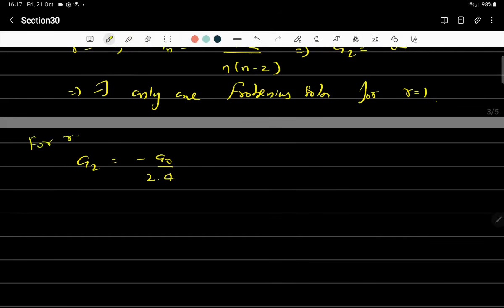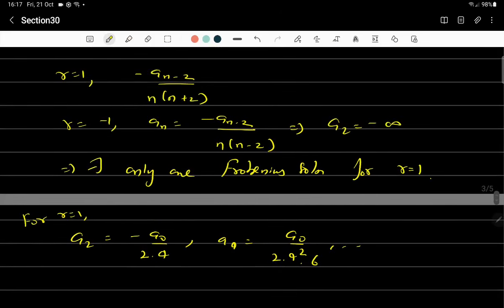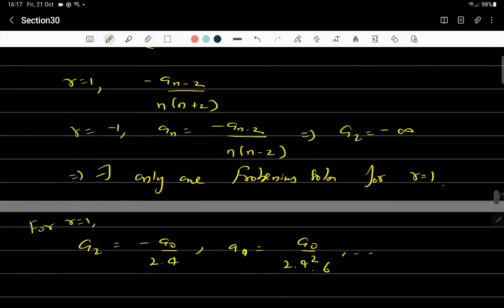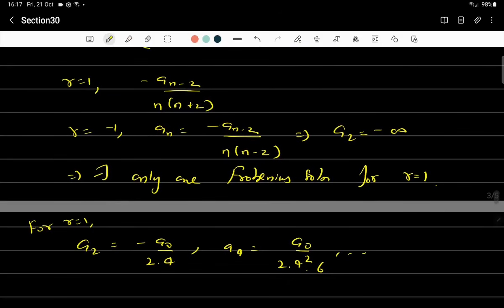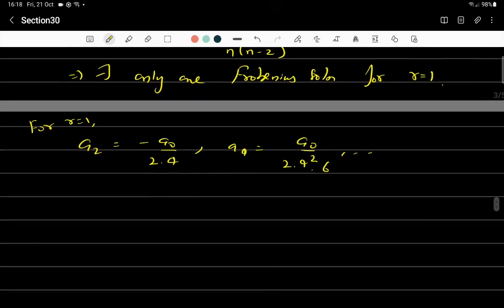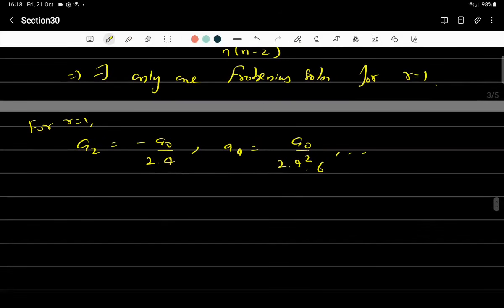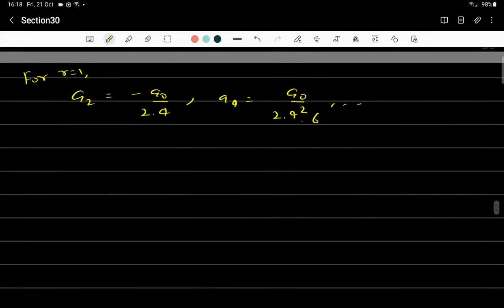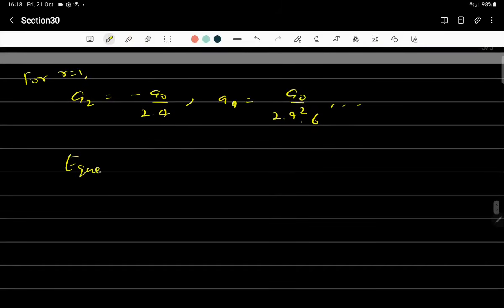A naught is arbitrary, it means a2 is infinite. It means there exists only one Frobenius solution, for r is equal to 1. For r is equal to minus 1, so for any value of r, if one of the coefficients gets infinite, then there does not exist a Frobenius solution for that value of r. It means for the other value there exists a Frobenius solution.